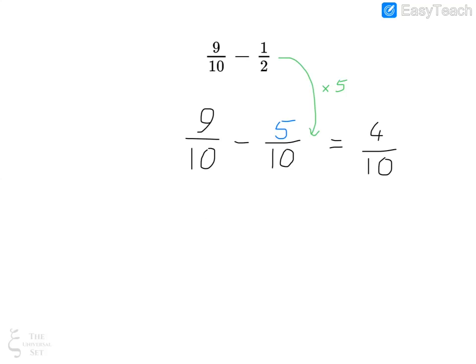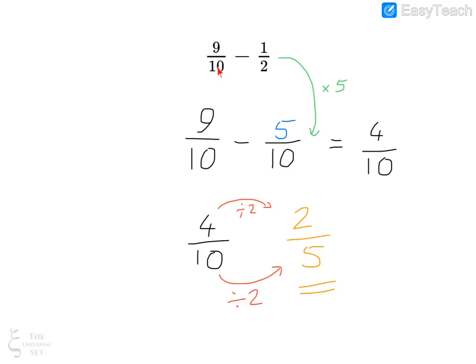4/10. But wait a minute, I think there's some simplifying to be done there. What times table are 4 and 10 both in? They're both in the 2 times table, so I can divide by 2 on the top, and I can divide by 2 on the bottom. So 4 divided by 2 is 2, and 10 divided by 2 is 5. So 2/5 is my answer to this question. 9/10 take away a half is 2/5.